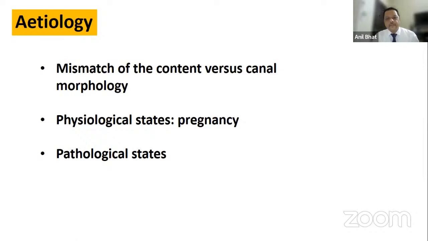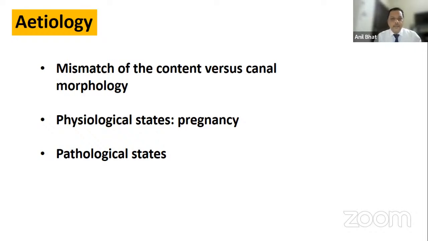I won't go into a lot of theory details, but basically remember that it's a mismatch of the content versus the canal morphology itself. The content size can increase, or more contents can come in, or the canal might reduce because of pathologies, or inherently, like in females, skeletal size can be narrower, and so a little more mismatch can cause immediate symptoms. Physiological states also, remember, like pregnancy, can cause carpal tunnel syndrome, which usually goes away once the pregnancy is over. But most of the time it's pathological.